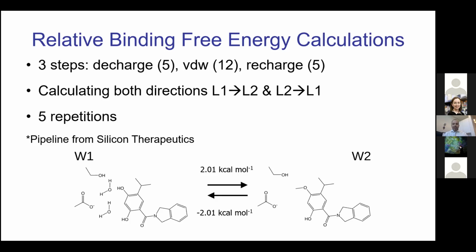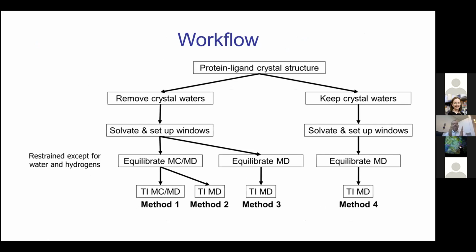We see here, of course, the perturbation from the one direction will be exactly the inverse of the perturbation in the opposite direction. Now, the graph is a bit busy, but let me take you through it. So we performed 4 different methods. We start in all of them from the protein-ligand crystal structure.